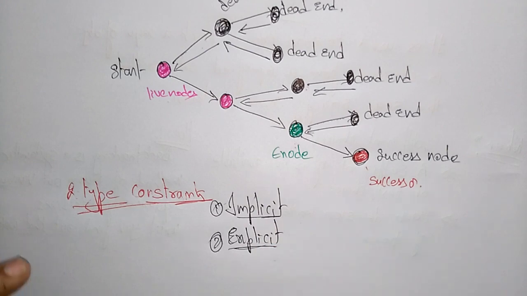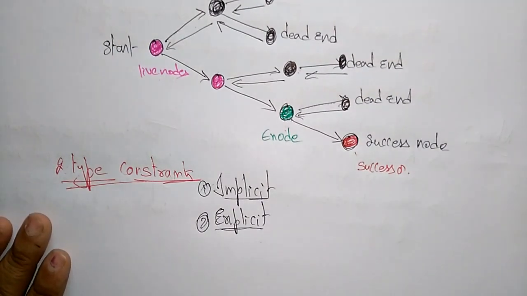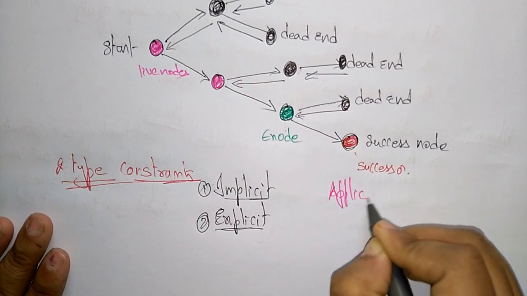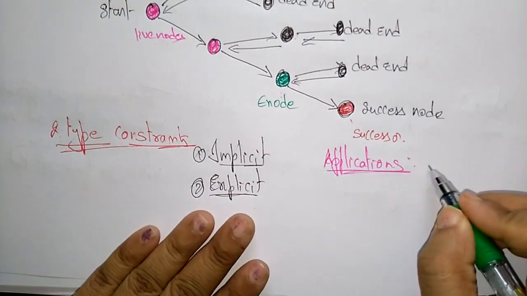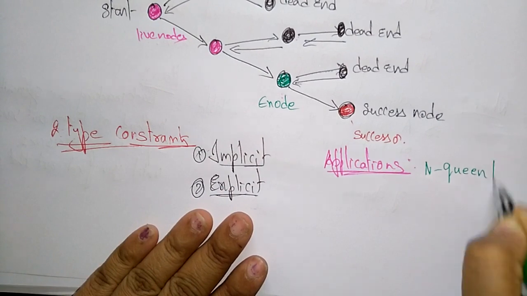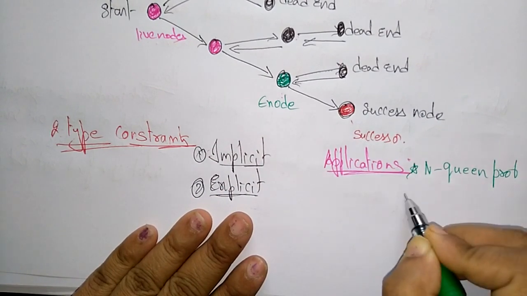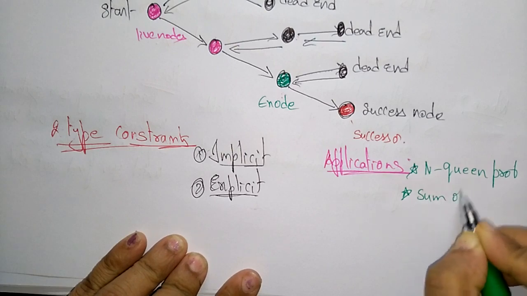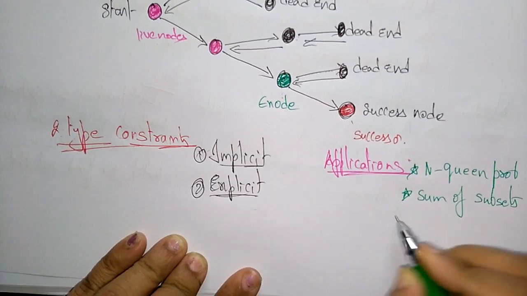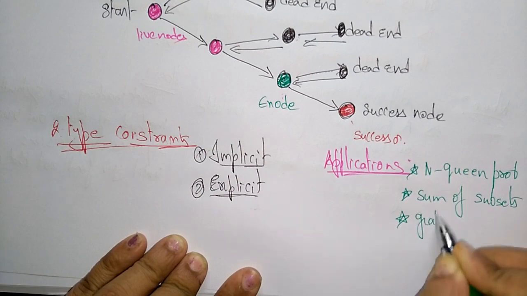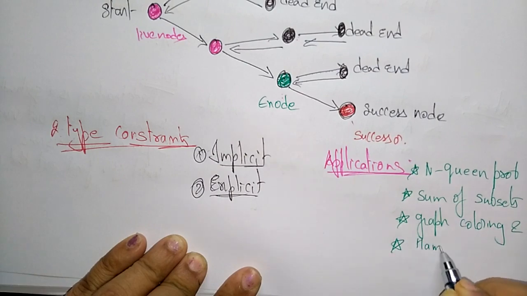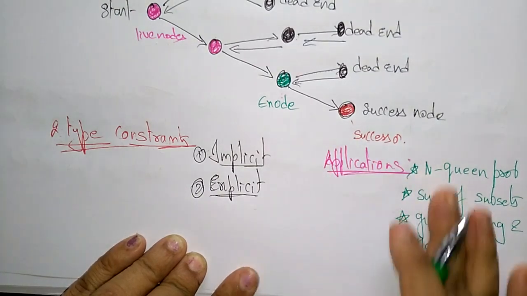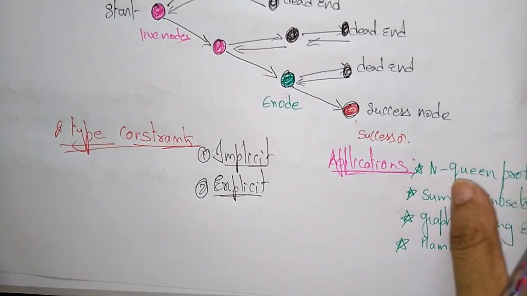Okay. So what are the applications of backtracking? The N-queen problem, sum of subsets, graph coloring, and Hamiltonian cycle. Okay, so these are the four applications that use the backtracking technique.